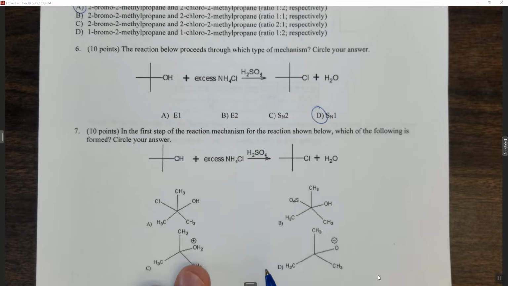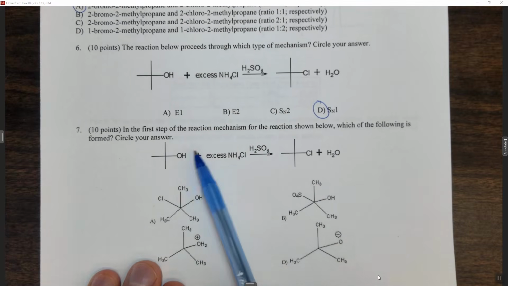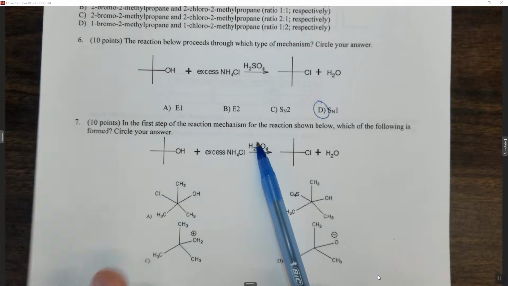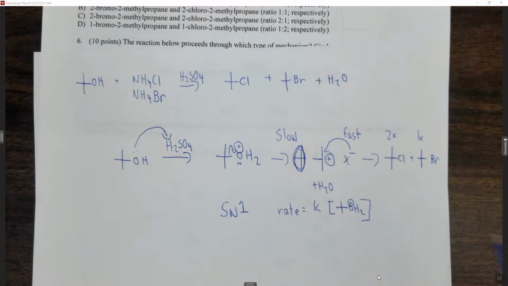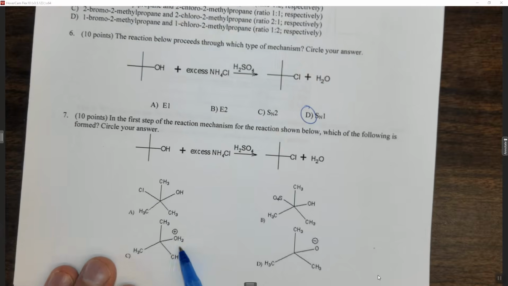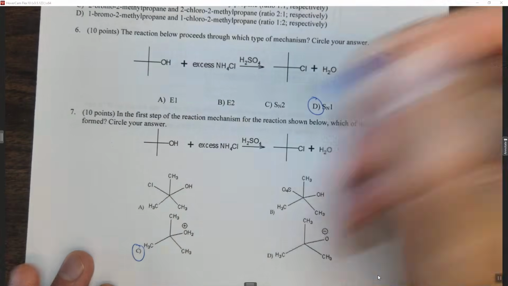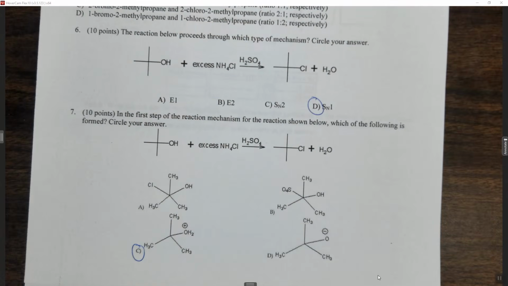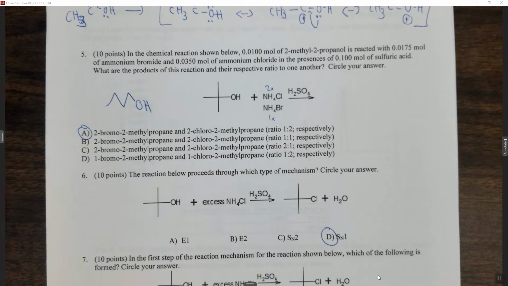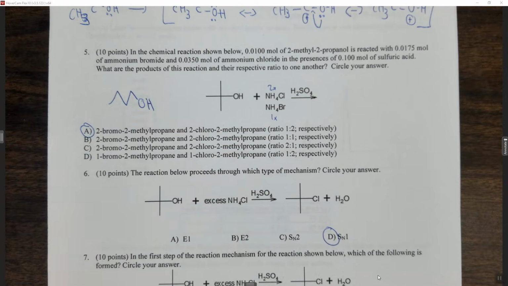So the first step of the mechanism is the protonation of the alcohol. This OH grabs the proton, as we showed in the mechanism right here, and what you end up with is the protonated alcohol, in this case choice letter C. These questions are all very related to each other and are based on the mechanism. It's important that you take a look at the mechanism of this reaction, which is gone over in the video for this reaction, because this one is fair game for the quiz as well.